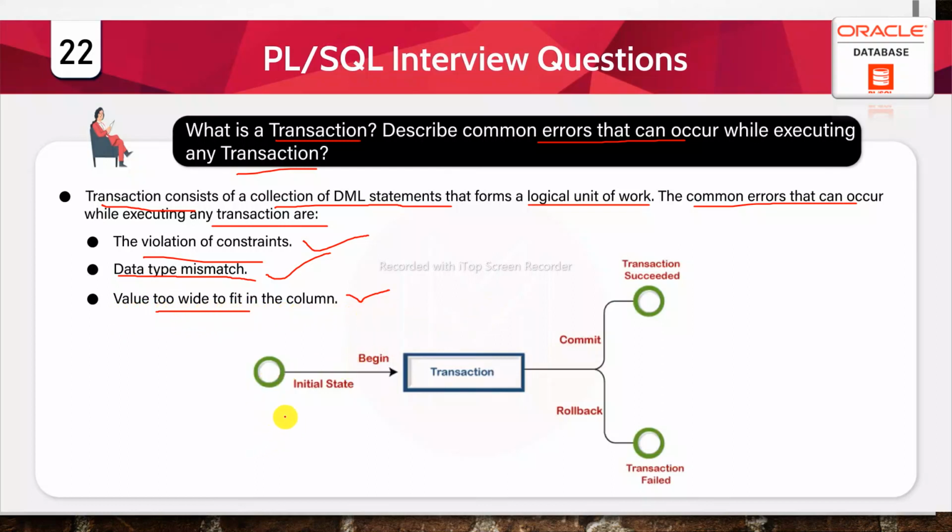You can see the chart. Initial state, so the transaction will begin. If you are committing, the transaction will be successful, or the succeed transaction will be taking place, and if it is failed, it should be rolled back. So this is the chart showing the transaction.